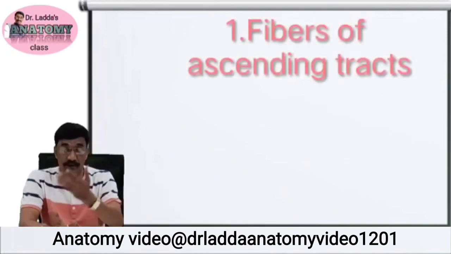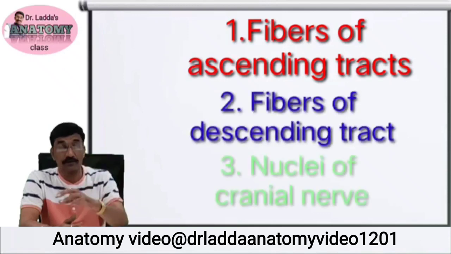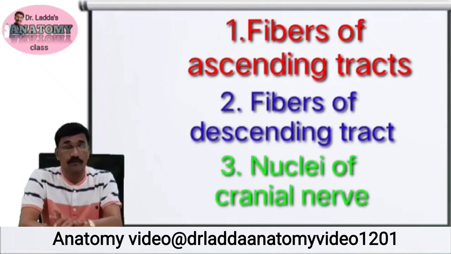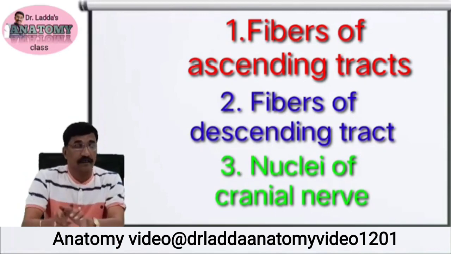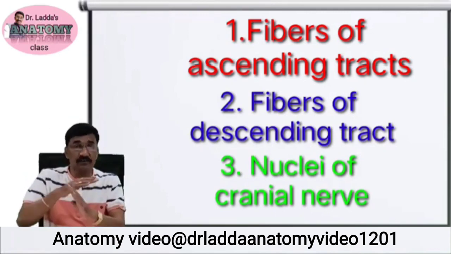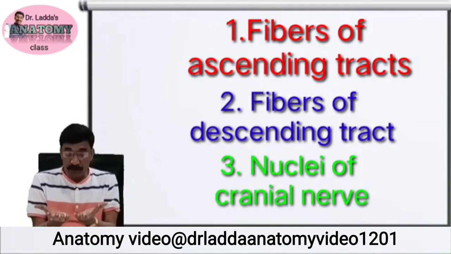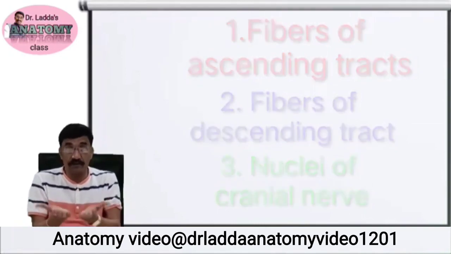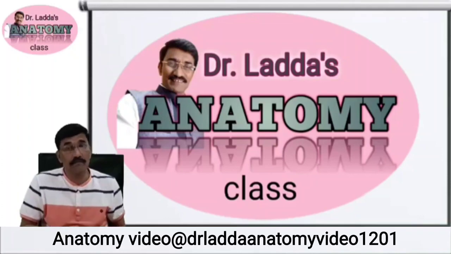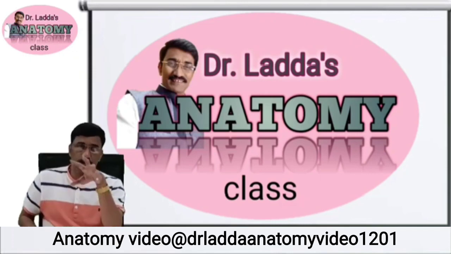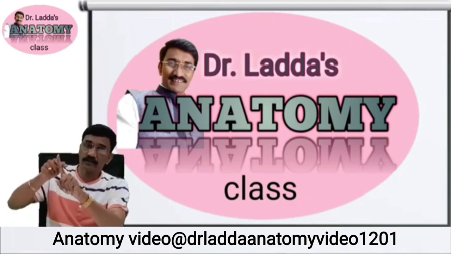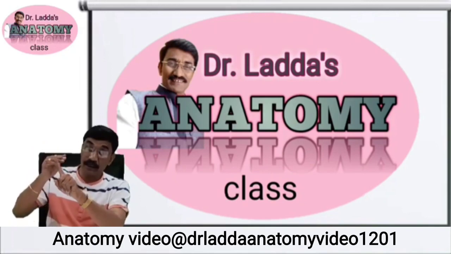So these fibers, the ascending fibers, the descending fibers, and the nuclei of its own which make up the brainstem, all take part, and we can see these things when we are cutting the brainstem, when we are cutting the midbrain, when we are cutting the pons. And for the sake of convenience, the midbrain is divided into two parts, one upper part and one lower part.